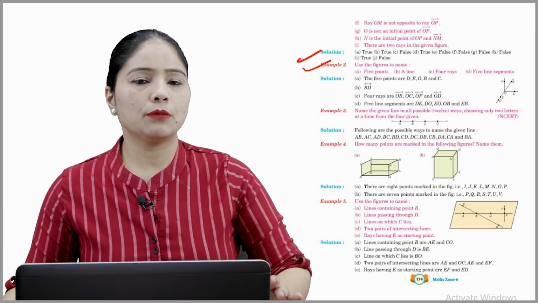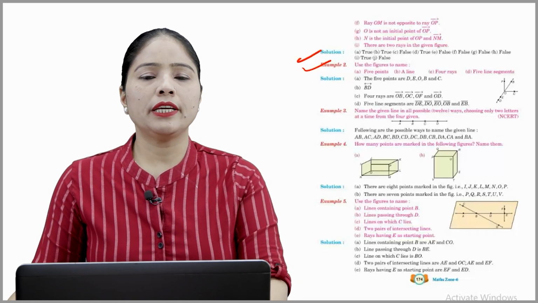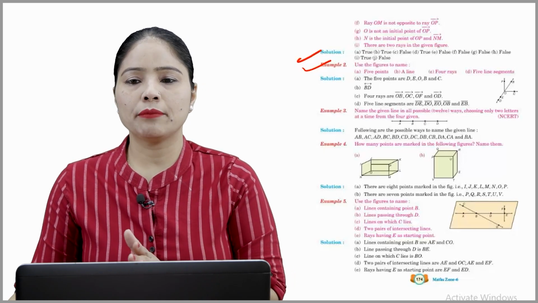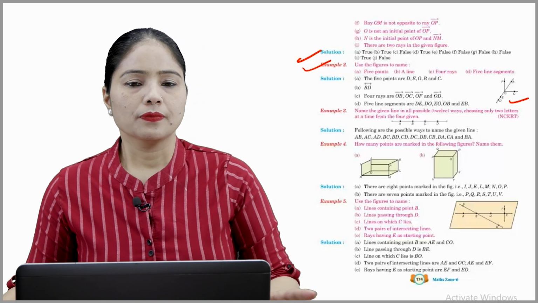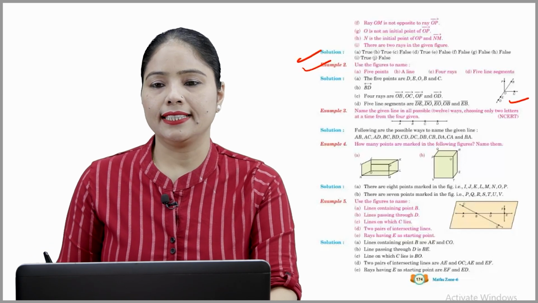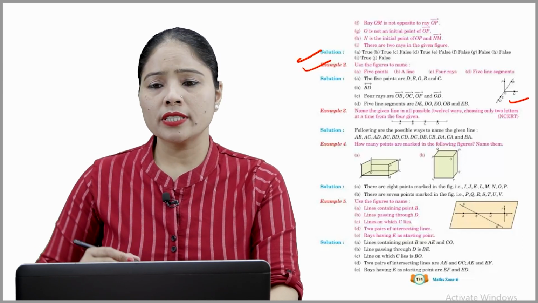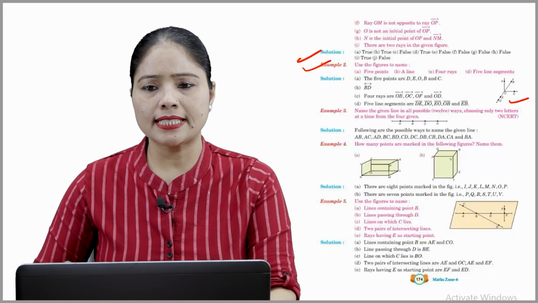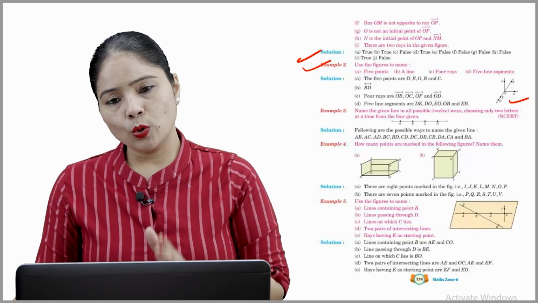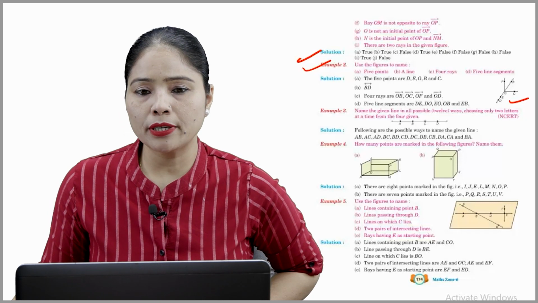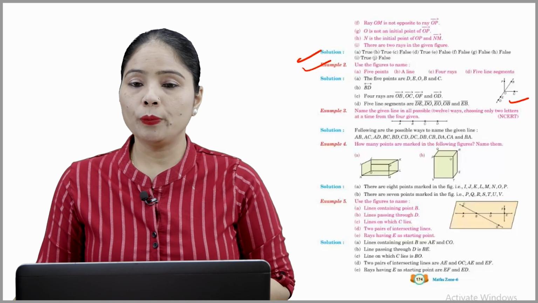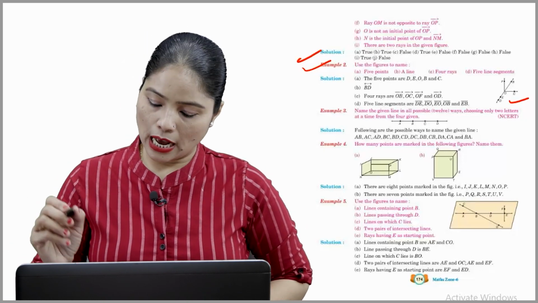So now move on to example number 2. Use the figure to name. What do we have to look for in the figures? 5 points, a line, 4 rays and 5 line segments in this diagram. So the 5 points are D, E, O, B, C. And which is our line? We can see BD is a line. And which are our rays? OB, OC, OF and OG. And which are our line segments? The line segments are DE, DO, EO, OB and EB. Okay beta, now example number 3.